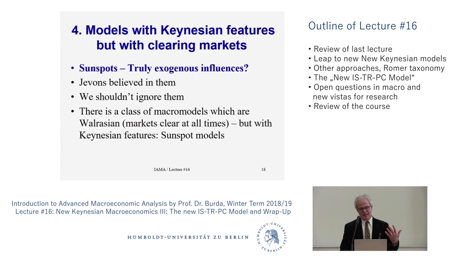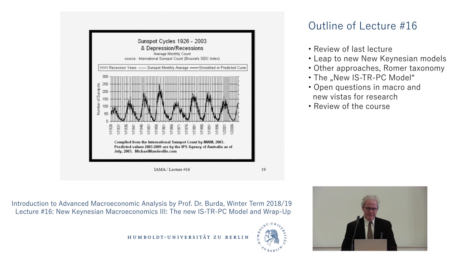So here's a picture of sunspots, this is an Australian guy, I think, that did this. The dark curve is basically sunspot activity on a monthly average basis. And there's a predicted curve that you really can't see. It's just a smooth moving average. And then these shaded areas are the recession years, according to the National Bureau of Economic Research. So you see there's something there. Not clear what it is.